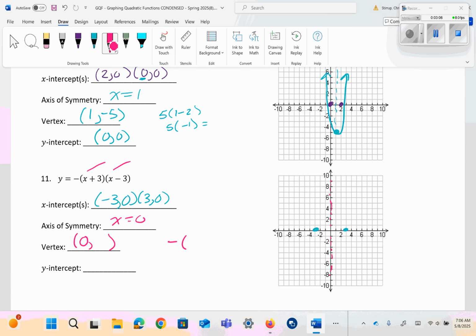So you have a negative out front. 0 plus 3, 0 minus 3. So negative times 3 times negative 3 is going to give you positive 9. So that's way up there. Notice we have that 0 there, so that's also the y-intercept. You can see it just on your graph that the dot's right there on the y-axis where the vertex is. There's our answer there.